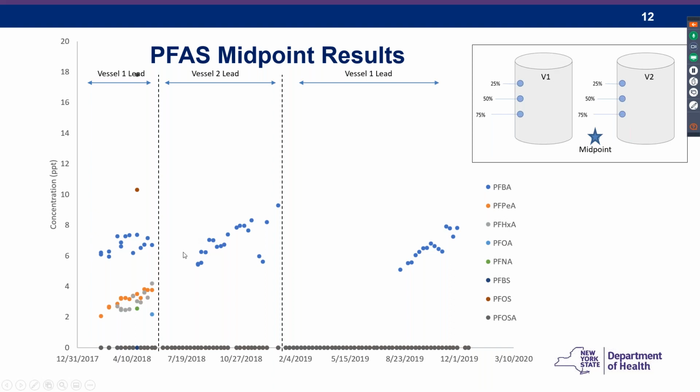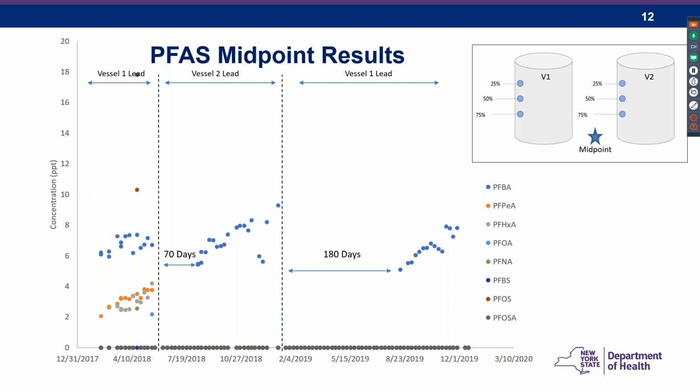And what you could observe is the 70-day lag between the changeout and when we started to see PFBA again at the 25% mark, or at the midfluent, my apologies, at the midfluent of the system. And again, this line here represents another change, and there was a lag after that change of 180 days until we got detection at the midfluent again.